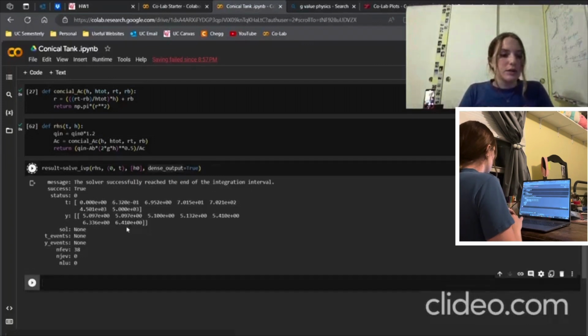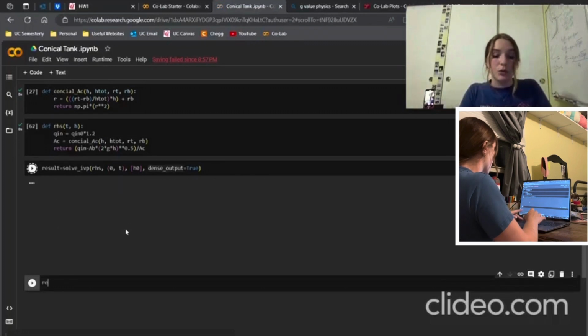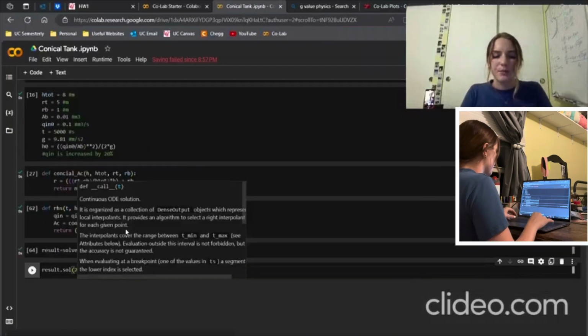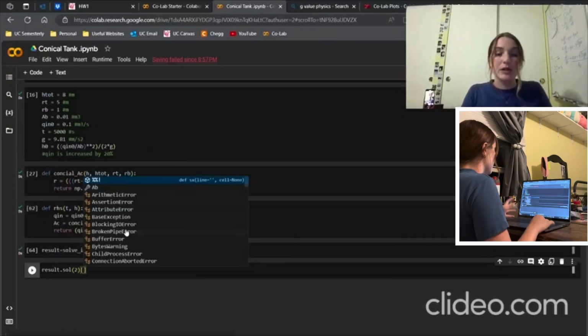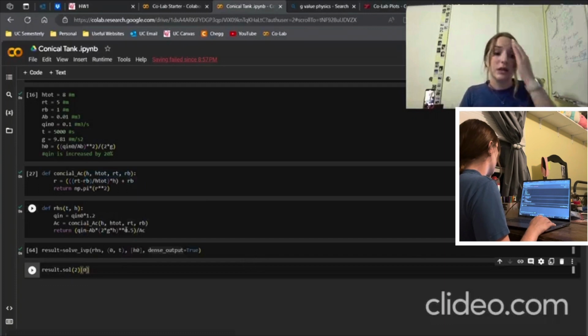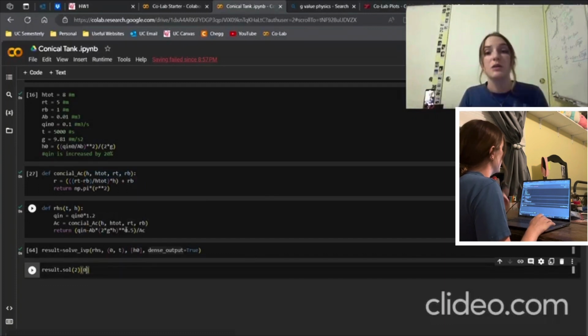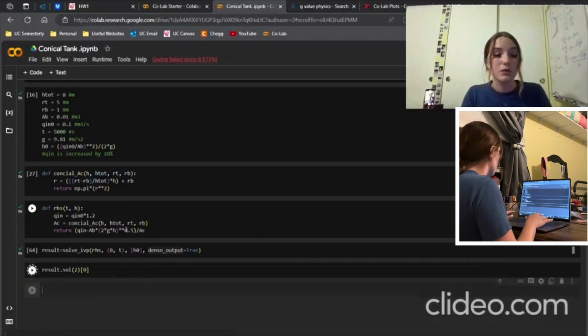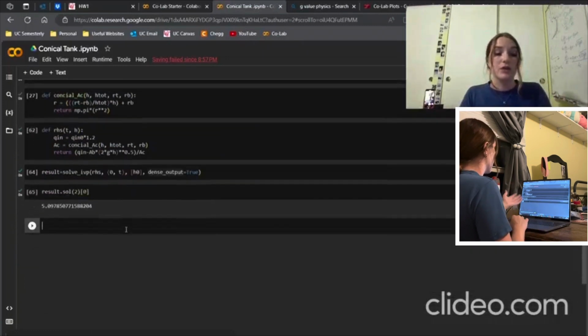Let's run this, and now we can do result dot solve, and let's evaluate it after 2 seconds. And then by putting 0 in brackets, we can actually tell solve IVP that we just want one singular value instead of an array of values. Okay, so here's our result. So this is our height after 2 seconds.